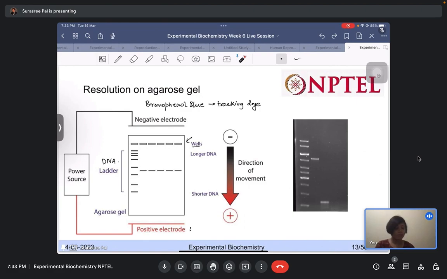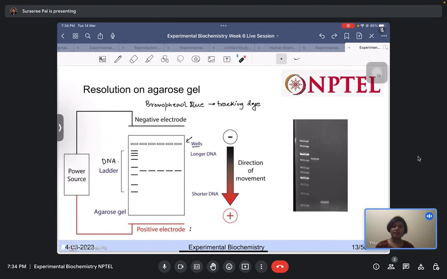And remember, if we place the gel in an opposite direction, that is, if we place the sample towards the positive electrode, then what will happen? The samples will move out of the gel. So then we will not be able to visualize our sample. So we have to maintain this direction, so that the negatively charged DNA molecules can all move towards a positively charged electrode.